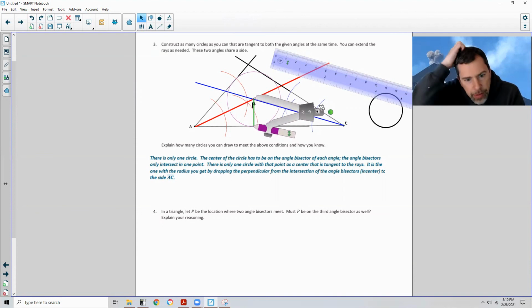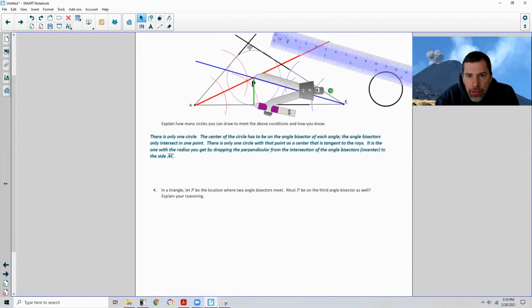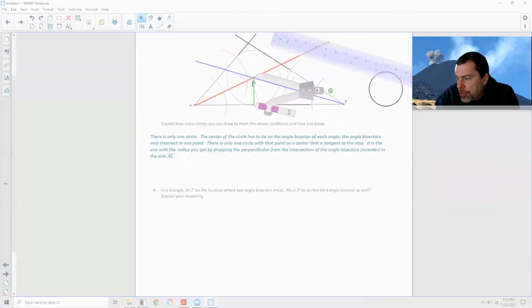Okay, all right, number 4, in a triangle, let P be the location where two angle bisectors meet. Must P be on the third angle bisector as well? Explain your reasoning. Well, here's the picture. And so where's the angle bisector going to be here? It's going to go through P as well. And we did this in prior lessons. So here's what we would say.